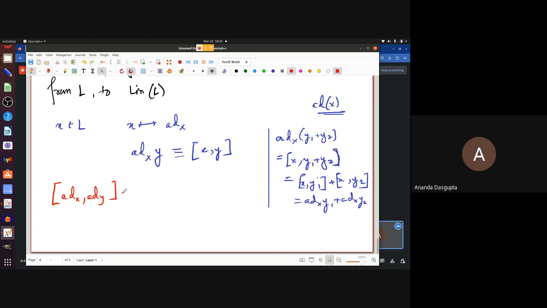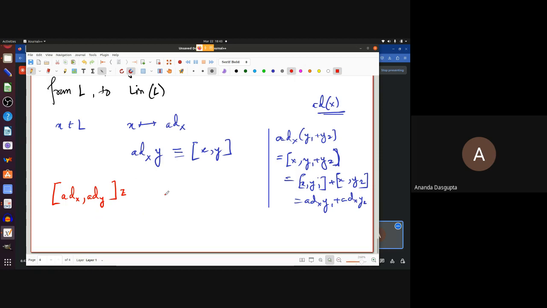So let's try to figure out what this is. Ad X, ad Y commutator. Of course, the commutator is another linear operator, and the best way to figure out what a linear operator does is to make it act on some vector element. So Z, X, Y, Z, all of these are elements of L. Ad X is a linear operation on capital L, ad Y is a linear operation on capital L.